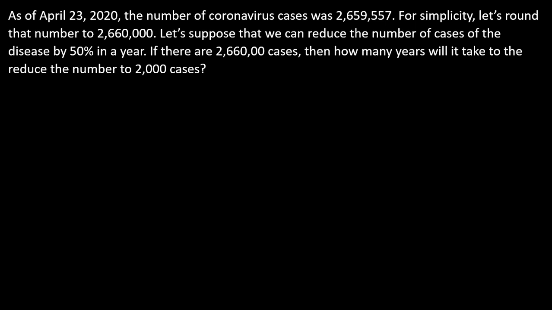So in this video, I created an example around the very timely pandemic that we're in, and just thought it would be interesting to talk about the math of this. Back in April of 2020, I pulled the number of coronavirus cases at the time. That was 2,660,000 active cases. Let's pretend that we stabilize this and we want to start decreasing the disease. Let's say that we can decrease the number of cases by 50% in a year. If we do that, how long is it going to take to get the number to 2,000 cases?